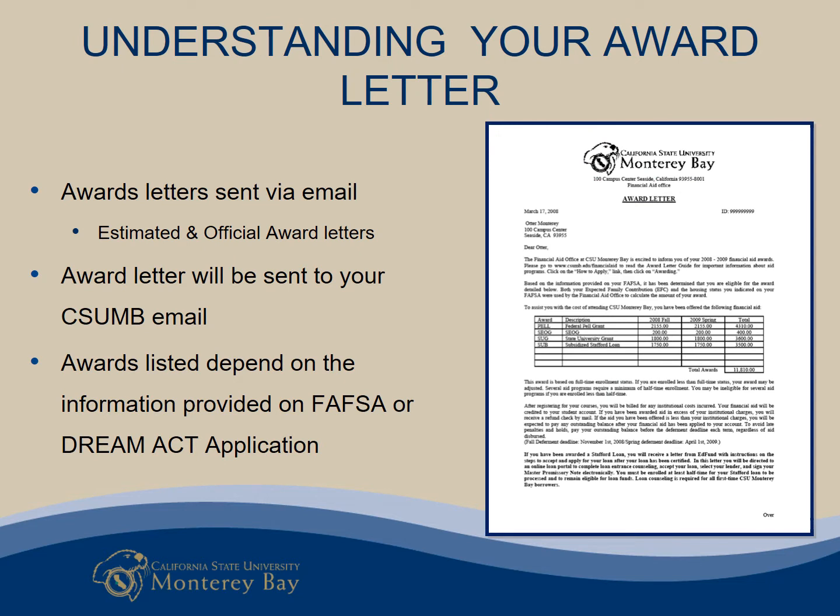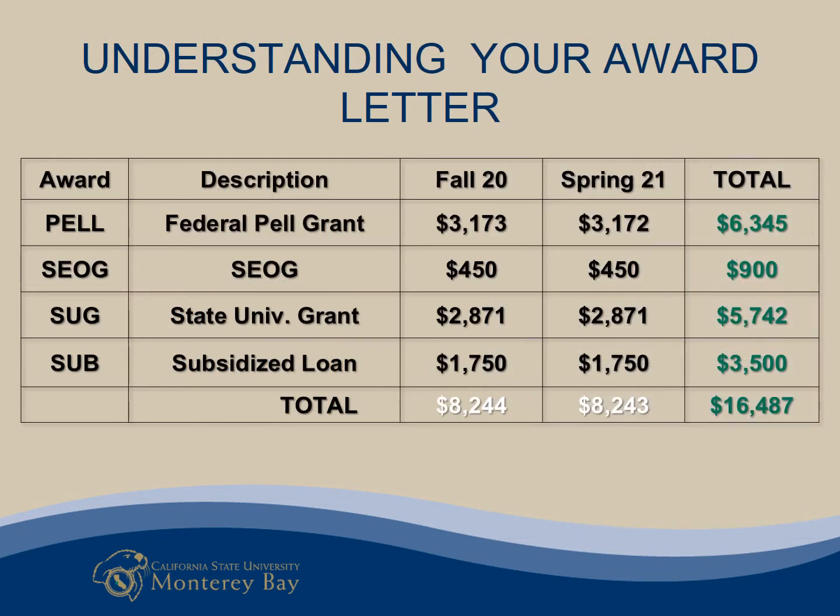Understanding and receiving your award letter. Your award letter will be sent out via email to the email you used on the FAFSA or the DREAM Act application. Your award letter will be estimated at first until we send out another communication via email to let you know your financial aid awards are official. When your official award letter is sent out, it will be sent to your CSUMB email at that time. Keep in mind, the awards listed are from the information you provided on the FAFSA or the DREAM Act application. Let's use this award letter as an example of what you're receiving for the upcoming year.